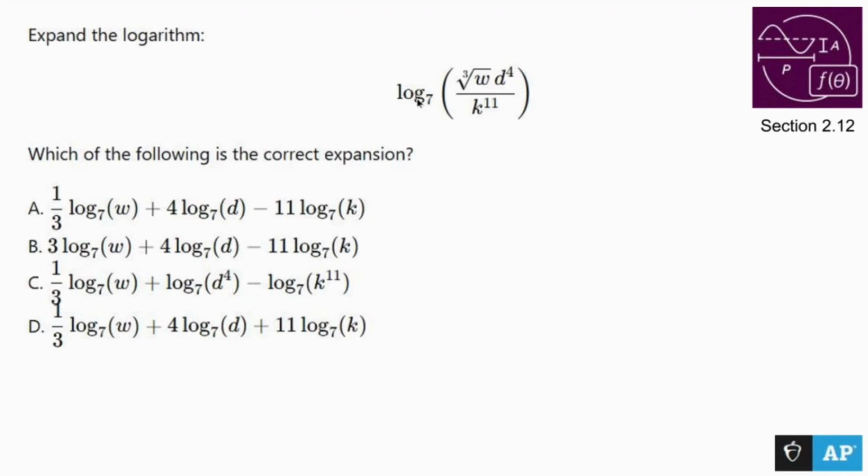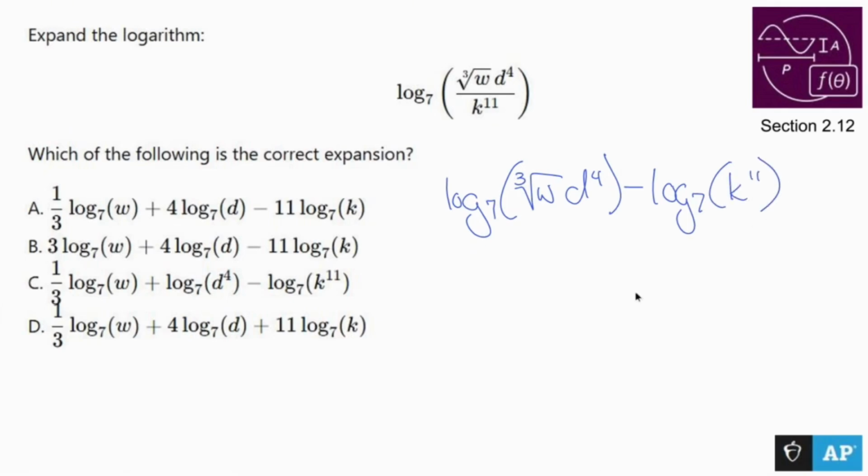in order to get log base 7 of blee over blah? Well, we must have subtracted. So I can write this out as log base 7 of blee, which is the cube root of w d to the 4th, minus log base 7 of blah, which is k to the 11th.